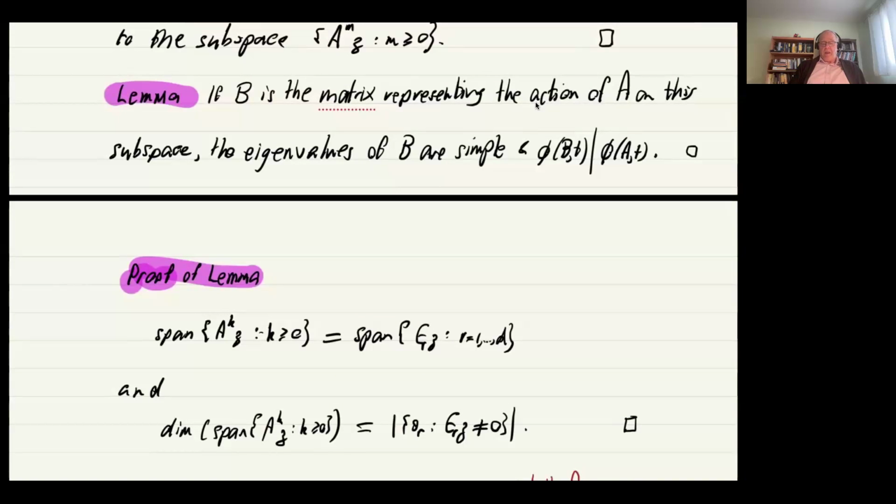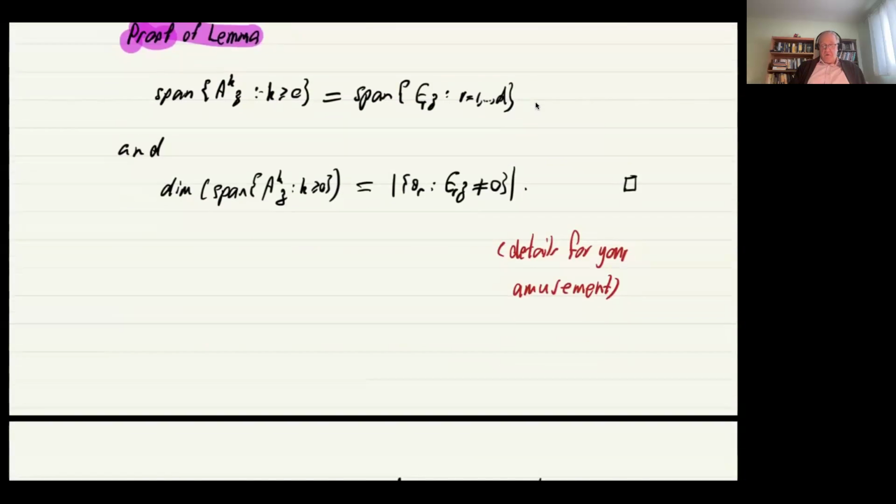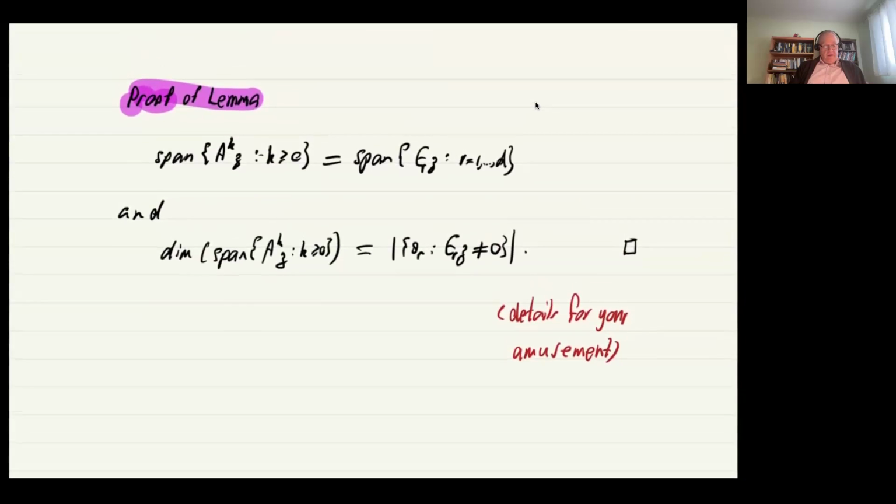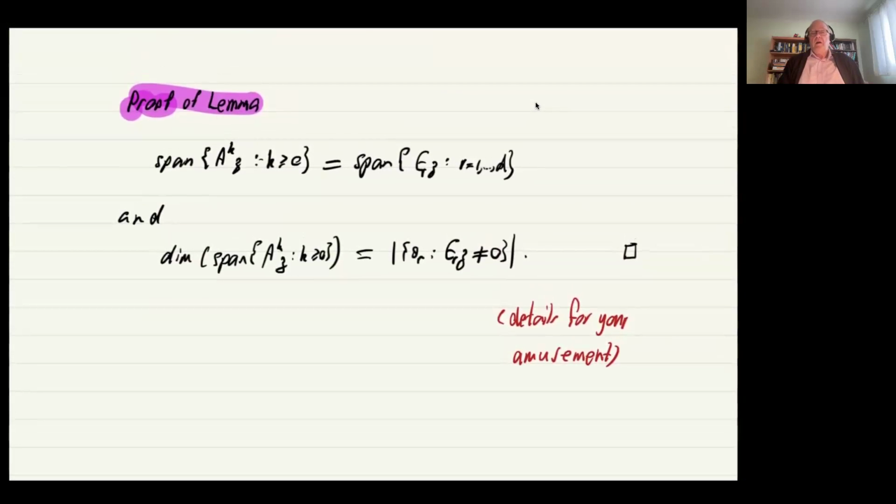So that gives us a reasonable handle now on the eigenvalue support, and I will stop there for today. That's about it. There's one eigenvalue that's always in the eigenvalue support, and we'll come to that next. Okay, any questions?